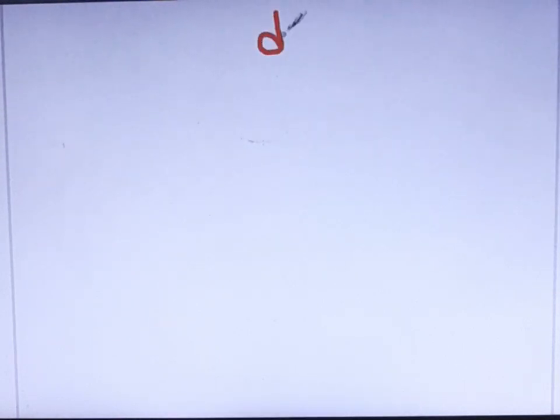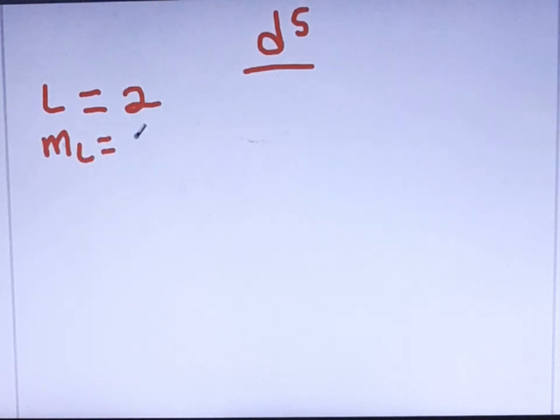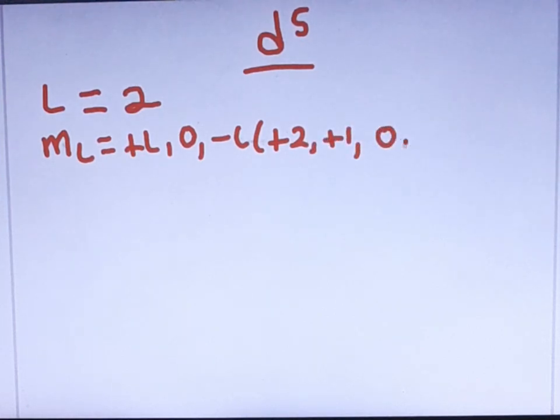So for D5, first of all, we need to write down the angular orbital quantum number. For d orbital, the angular orbital quantum number is 2. Then the magnetic quantum number. Magnetic quantum number begins from the plus L, 0, and negative L. So since we have the L to be 2, we have plus 2, plus 1, 0, negative 1, and negative 2.